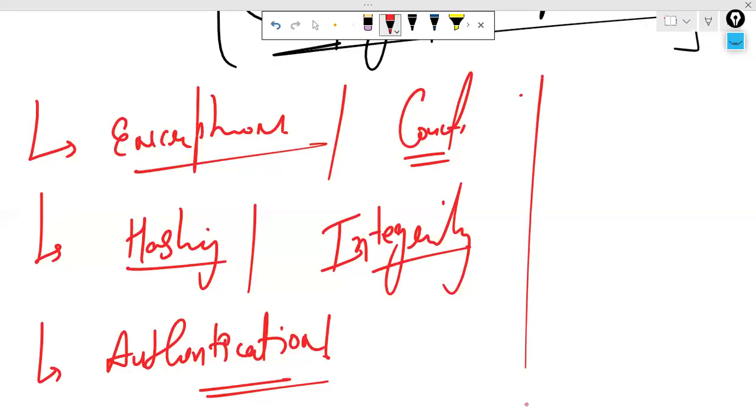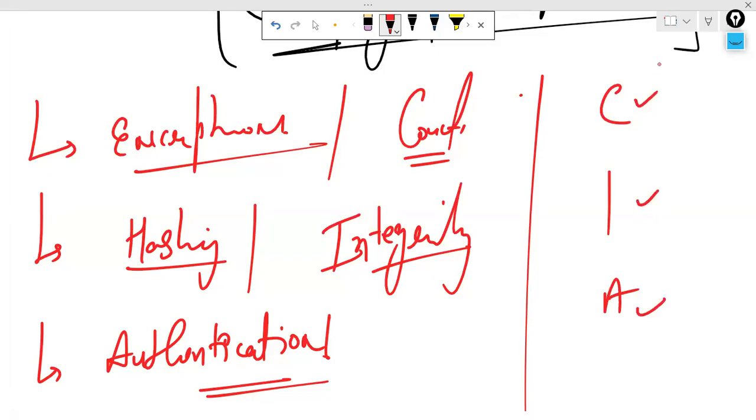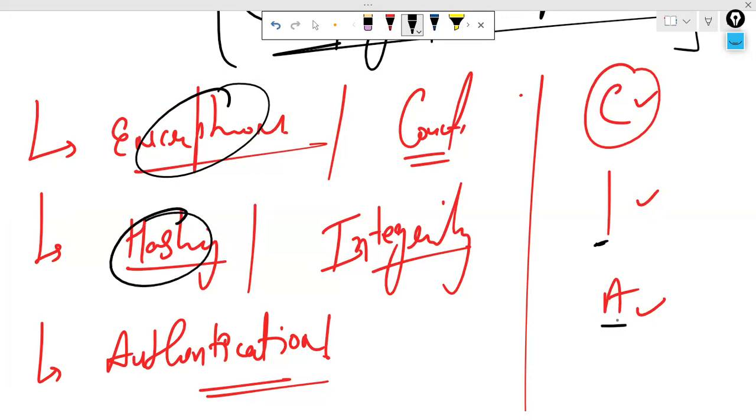Okay, so you can consider it as CIA: confidentiality, integrity, and authentication. How to achieve confidentiality? With the help of encryption. How to achieve integrity? With the help of hashing. And how to achieve authentication? With the help of authentication methods.